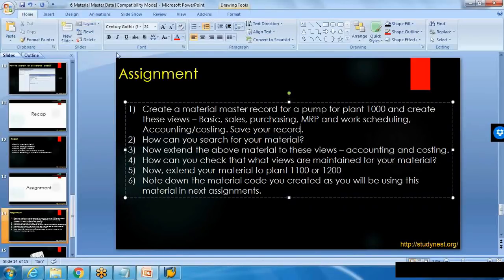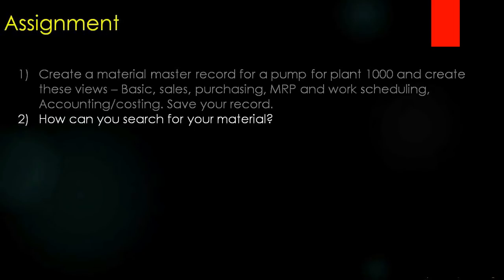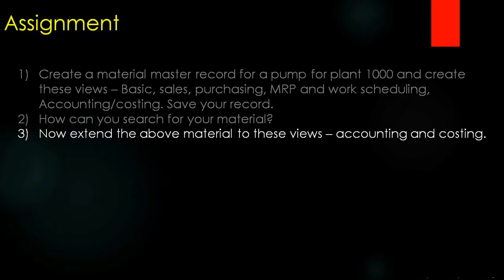So just make sure you remember the code that you have created for the Material Master, because we'll be using the same material code in the next exercise. Save a record. Then second part is, how can you search for a Material Master record? So just see what are the different ways you can search using the text, using the material code and all that.